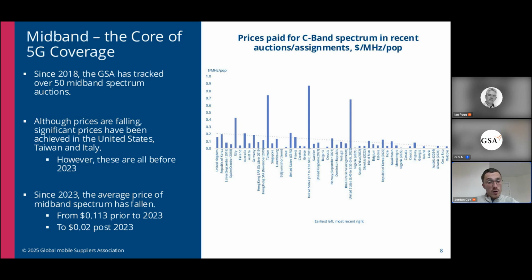And even with the price correction, it's important to stress that mid-band remains the foundation of national 5G coverage. It offers the optimal balance between capacity and range. And for most operators, this is where the majority of 5G traffic is carried. And looking ahead, we fully expect mid-band to continue playing a central role into the 6G era, particularly as the interest grows in the upper mid-band range from 7 to 15 gigahertz.